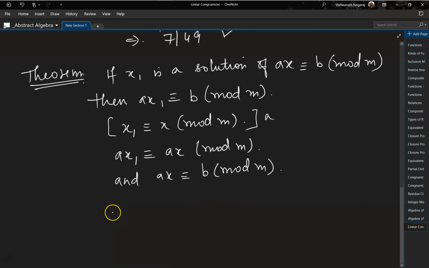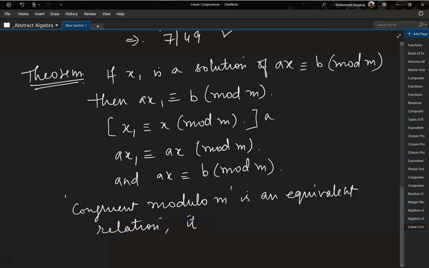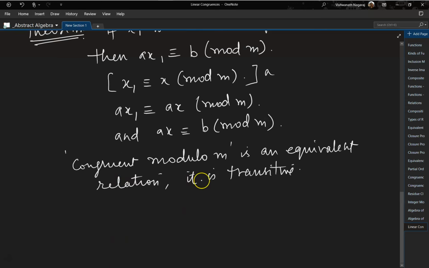And remember, congruence modulo M is an equivalence relation, which means it is transitive. Since it is transitive, we can write Ax1 is congruent to Ax mod M and Ax is congruent to B mod M. That means Ax1 is congruent to B mod M, and this is what we had to show.